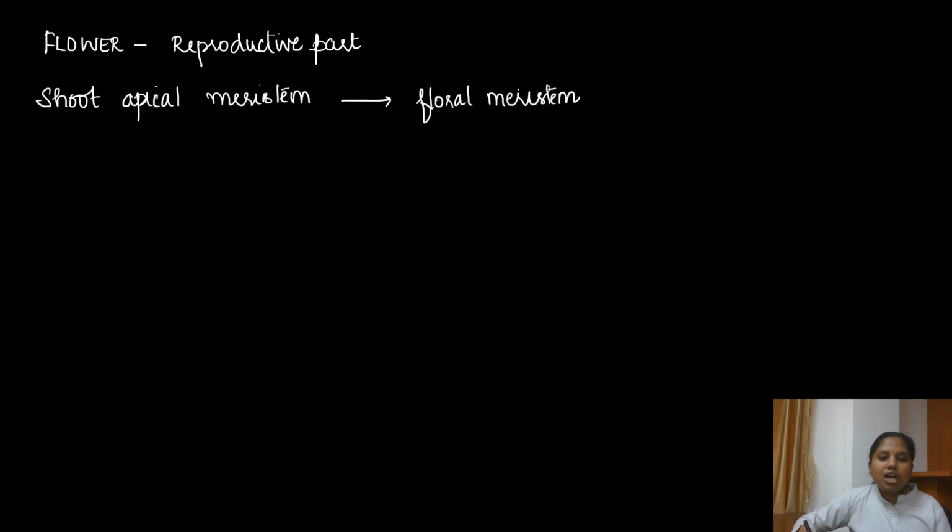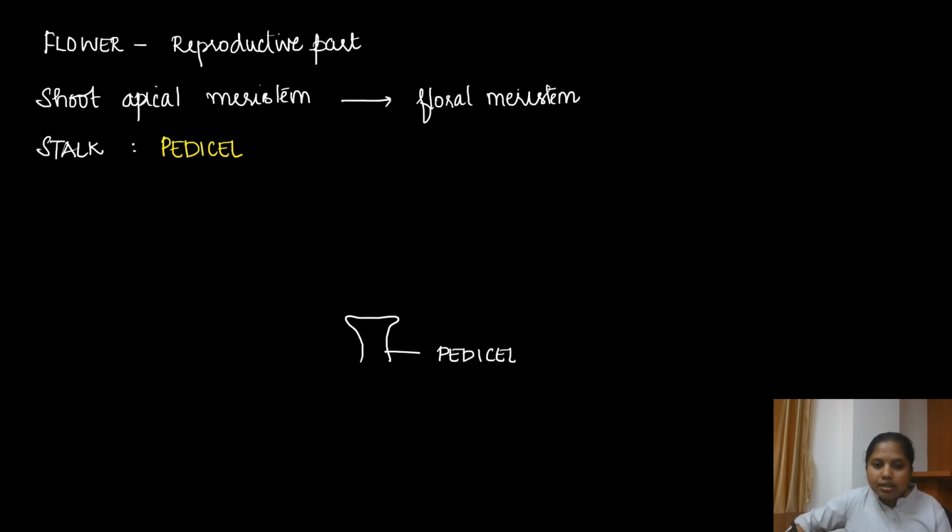So when we take a flower, what does a flower have? The stalk of the flower is called the pedicel. Now, if we take a cross section of the flower, you have a condensed axis with a swollen base like this. This part here is the pedicel, and the swollen portion here is called the thalamus. On the thalamus, the different whorls of the flower are present.